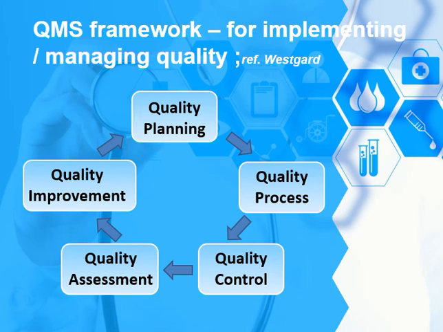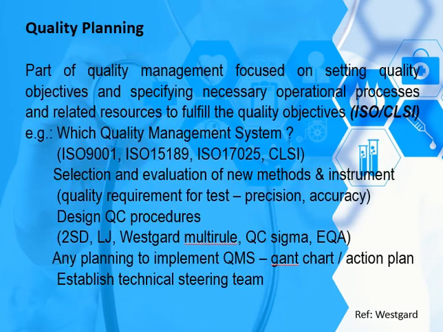So this is the quality QMS framework for implementing the QMS or managing the quality. It consists of quality planning, quality process, quality control, quality assessment, and quality improvement. So we go one by one. We start from the quality planning.